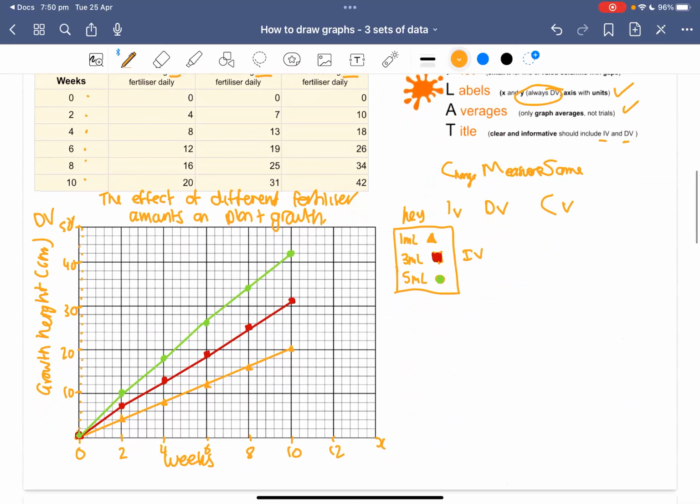Now, our key looks like this. We box it in. We can use different colors. We can use different shapes. And then we connect our lines with dots to dots. Okay? All right, well done, guys. And that was how to draw graphs with more than 2 sets of data.